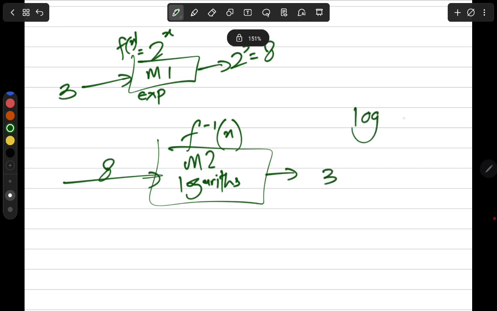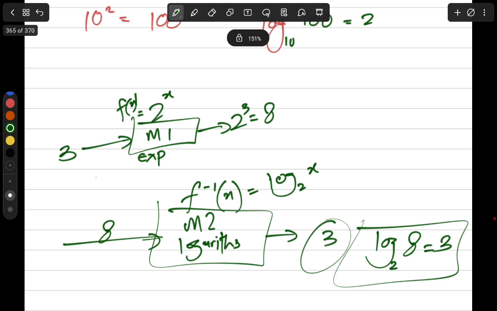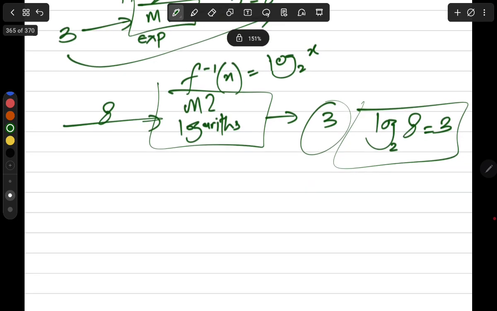So this is going to be log x to the base 2. When you input 8, log 8 to the base 2 became 3, and this is your answer, which was produced by machine 2. Okay, so one machine goes forward, 3 becomes 8, the other machine reverses it, 8 becomes 3.